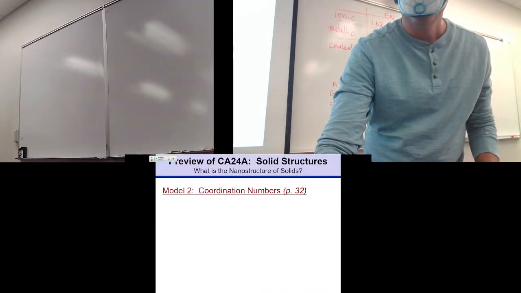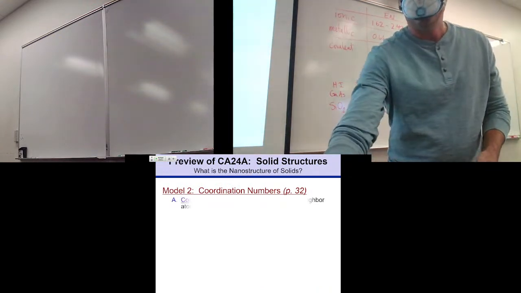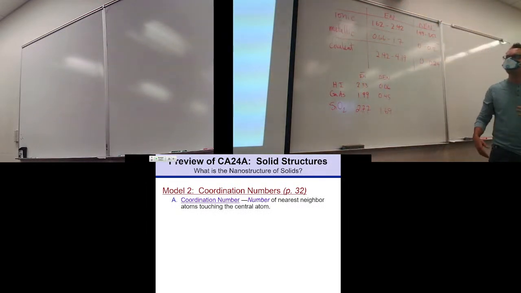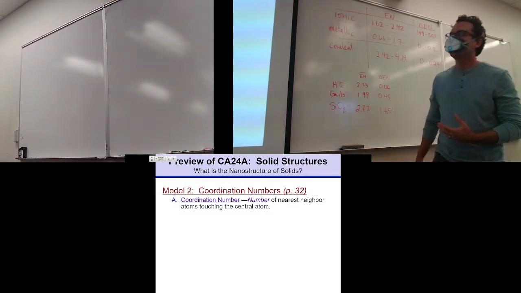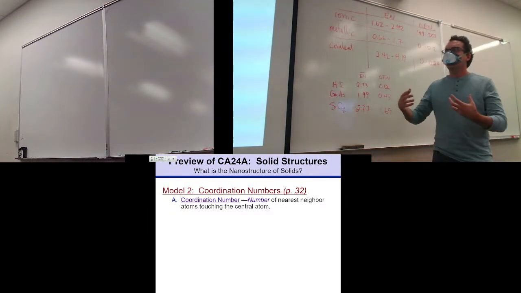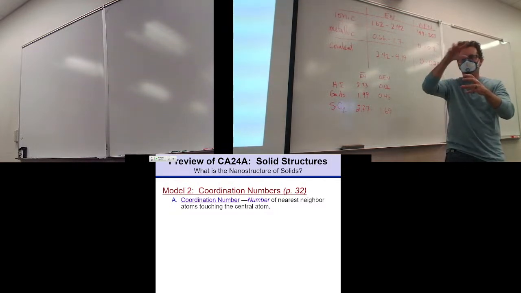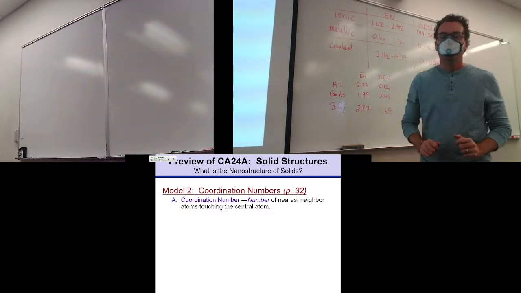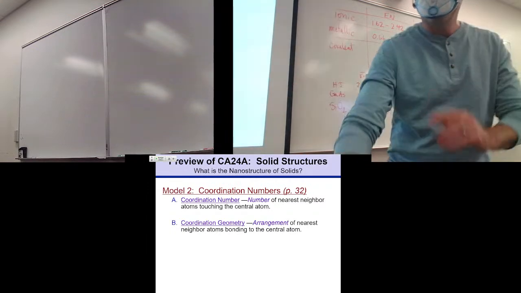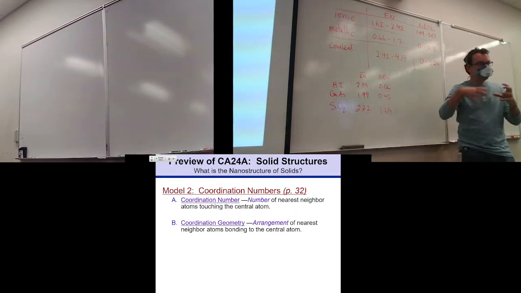10 minutes. Let's talk about coordination numbers. This is not something that is difficult because it is defined as the number of nearest neighbor atoms touching the central atom. So if you look at one atom in your structure, how many atoms are super close to it, like touching it? Things get a little more complicated when we talk about ionic compounds, but we'll come to that in a second. Coordination geometry is a way to describe the arrangement of those atoms.